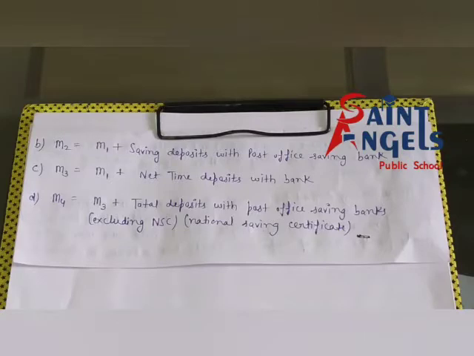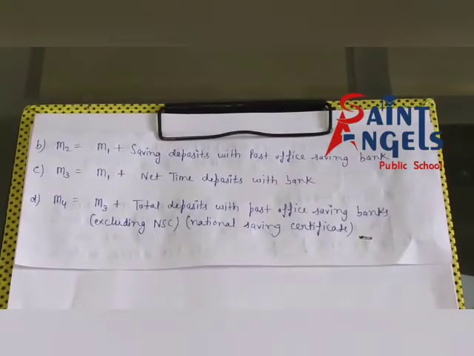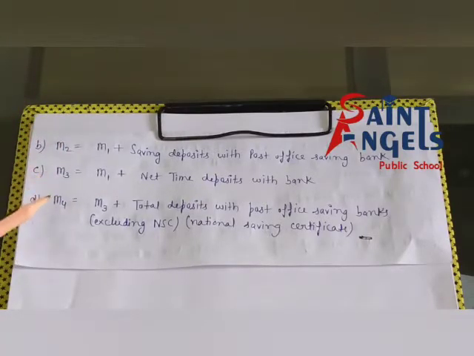And you know that I have already discussed the meaning of currency and coins with public, the meaning of demand deposit of commercial bank, and the meaning of other deposit with RBI. But today we will discuss the second component of money supply, because we are studying components of money supply. There are four components of money supply. First is M1, second is M2, third is M3, and fourth is M4. I have already discussed M1. Now today we'll discuss M2.